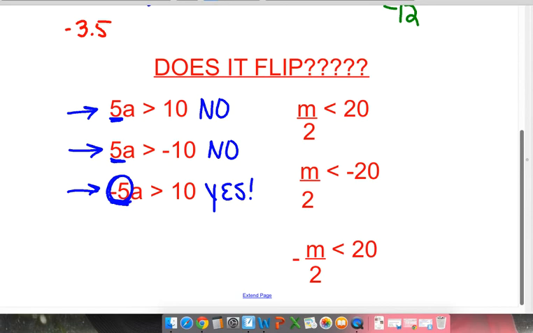Okay, let's do the right-hand column. M divided by 2 is less than 20. Nope. Because that is a positive 2. No flip there. How about the next one? M divided by 2 is less than negative 20. Is the number that's stuck to the variable negative? No. Then no. The sign does not flip. And the last one, M divided by negative 2 is less than 20. Yes, that one does flip because it is a negative stuck onto the variable.